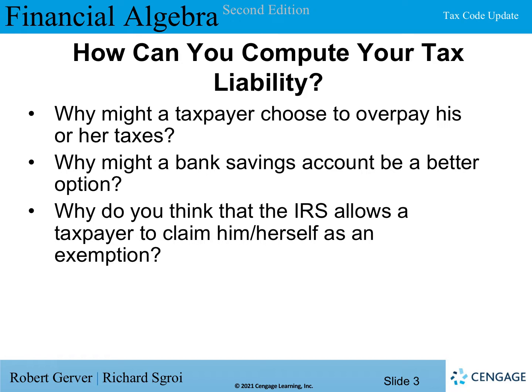So how can you compute your tax liability? Why might a taxpayer choose to overpay his or her taxes? Why might a bank savings account be a better option? Why do you think that the IRS allows a taxpayer to claim him or herself as an exemption? Well, first of all, some taxpayers may choose to overpay so that they might get a refund at the end of the year. This is a form of savings, but it isn't necessarily a good form of savings because it doesn't involve any interest.